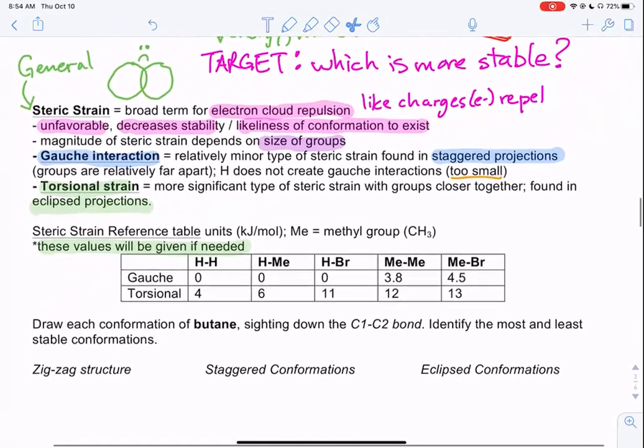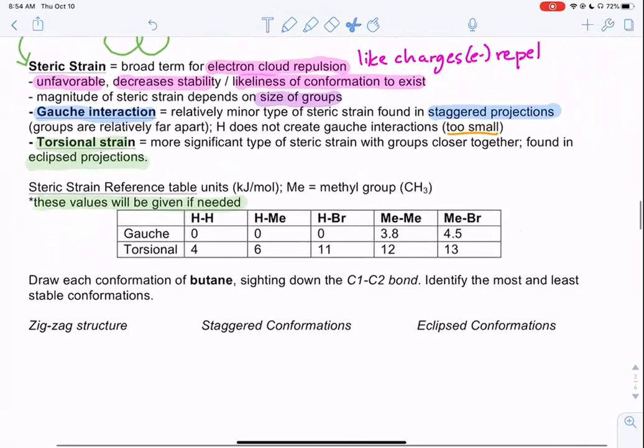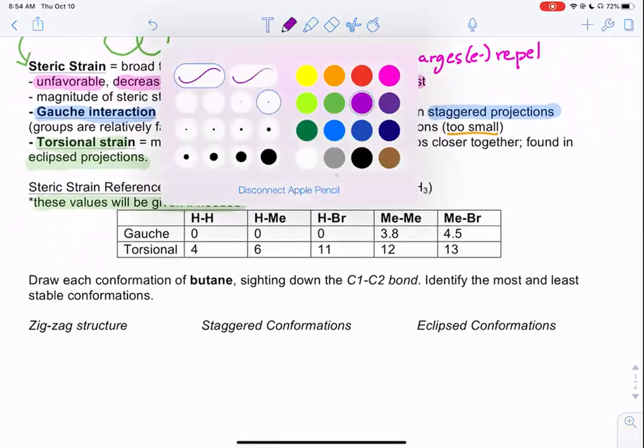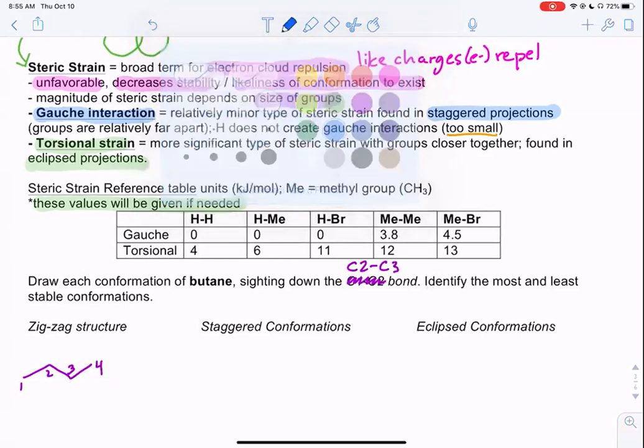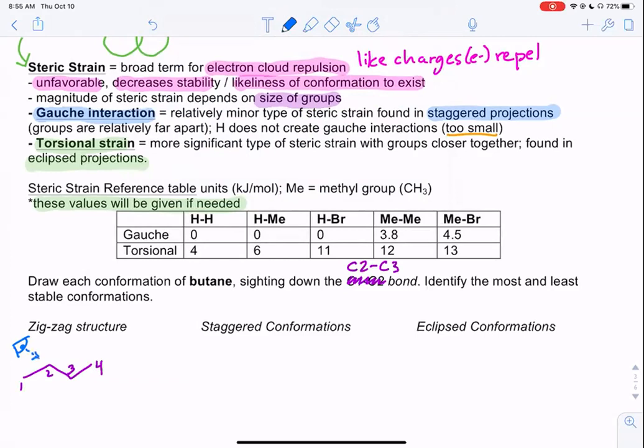We're going to start here by looking at the conformation of butane. We're going to first do the zigzag structure, or the skeletal structure, of butane. We're going to sight down, I have the 1 to 2 bond. I think I actually meant to make that the 2 to 3 bond, so let's do that instead. Let's look down the C2, C3 bond. So here's 1, that's 2, that's 3, and that's 4. If we're looking down the 2-3 bond, there's our little eyeball, right? So we're going to be looking down the 2-3 bond.